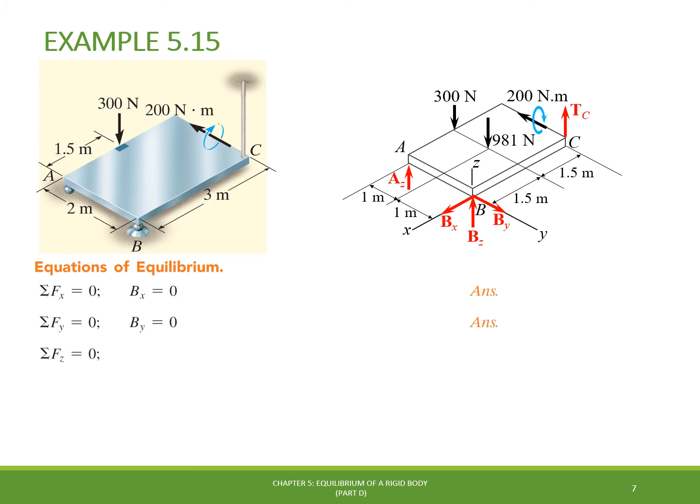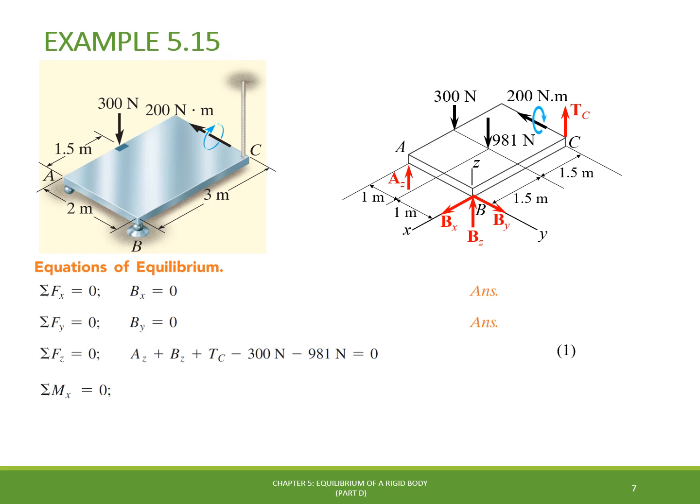Now, by taking the equilibrium equation for the forces acting in the z direction, we have that according to the free body diagram, AZ, BZ, and the tension in the cord TC are assumed to act towards the positive z direction, while the 300 newtons applied load and the weight of the plate are acting towards the negative z direction. In this equation, we have 3 unknowns, which means that we need to get 2 additional equations to solve the problem.